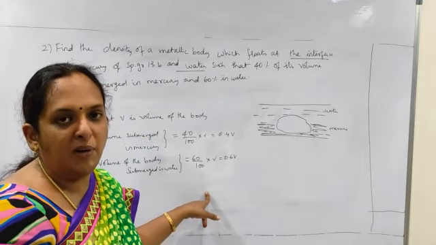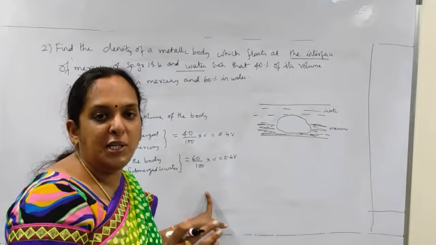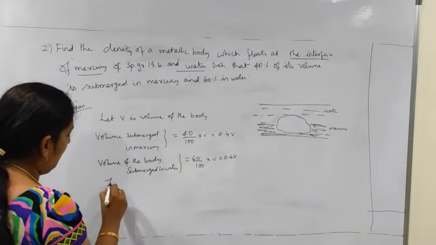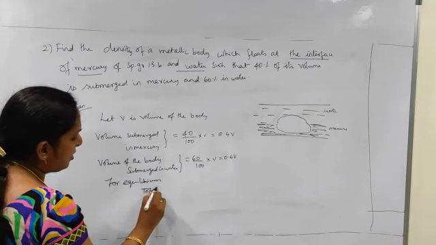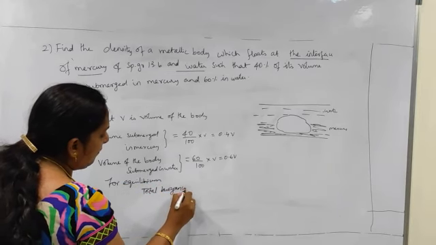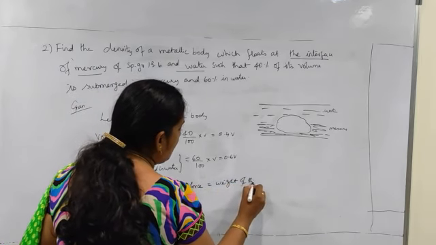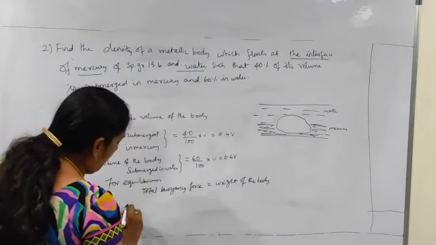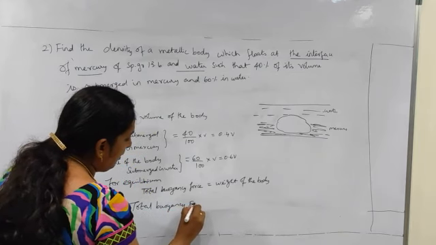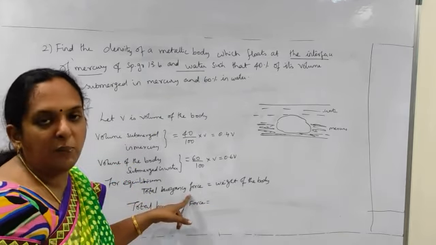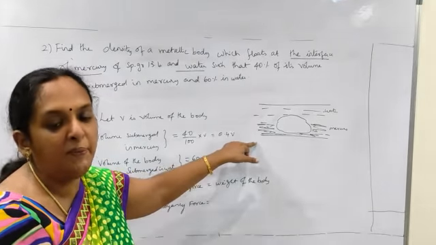But for equilibrium, the total buoyancy force will be equal to the weight of the body. So first we have to find the total buoyancy force. What is the condition for equilibrium? Total buoyancy force will be equal to the weight of the body. Before going to the weight of the body, first we will see what the total buoyancy force is. The total buoyancy force is because of two things: one is the water and the other is the mercury.